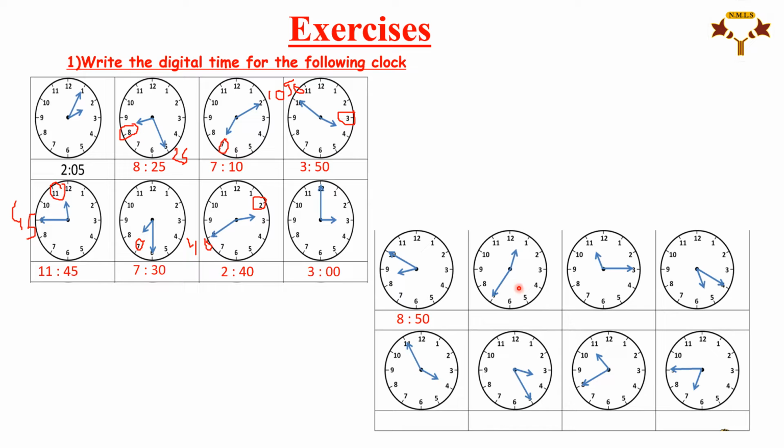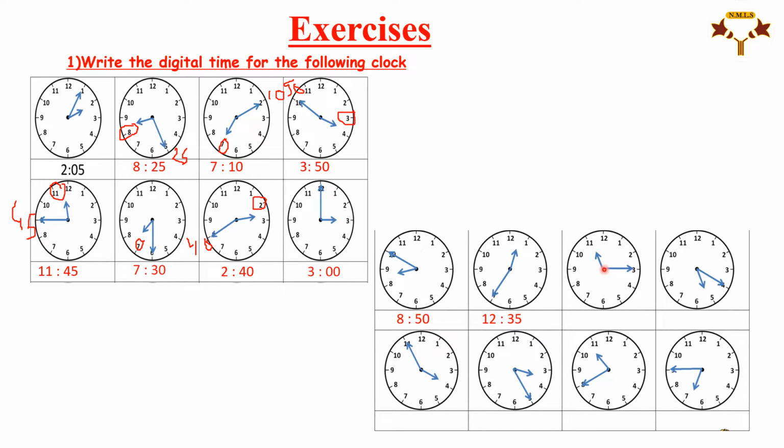Here we have short hand between 12 and 1. Then I will take 12, okay? And long hand at 7. Then we skip counting from 1 up to 7, 5, 10, 15, 20, 25, 30, 35. It will be 12 and 35 minutes. Okay.